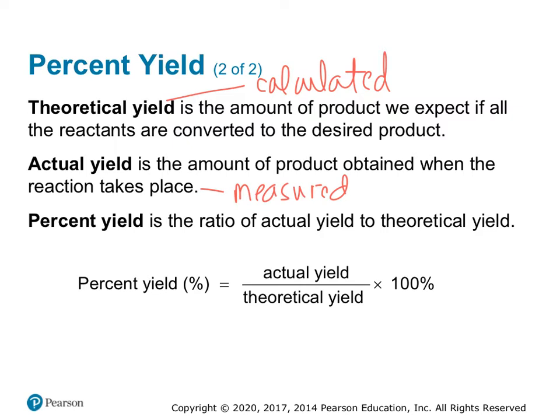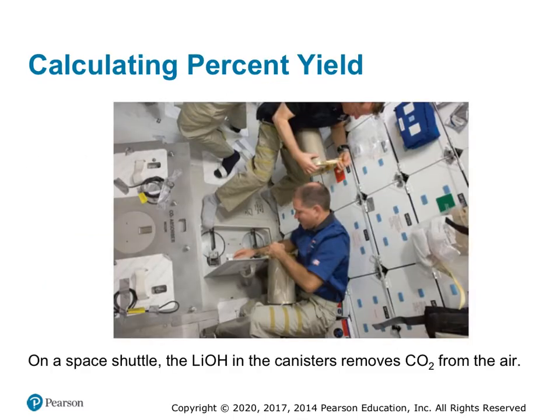So it's how much you actually got in the reaction. So then percent yield is the ratio of actual to theoretical yield. So here we have the formula for percent yield. It's actual yield over theoretical yield times 100%. On a space shuttle, these canisters right here contain lithium hydroxide, and the lithium hydroxide combines with carbon dioxide in the air to remove it, so it makes the air safer to breathe.